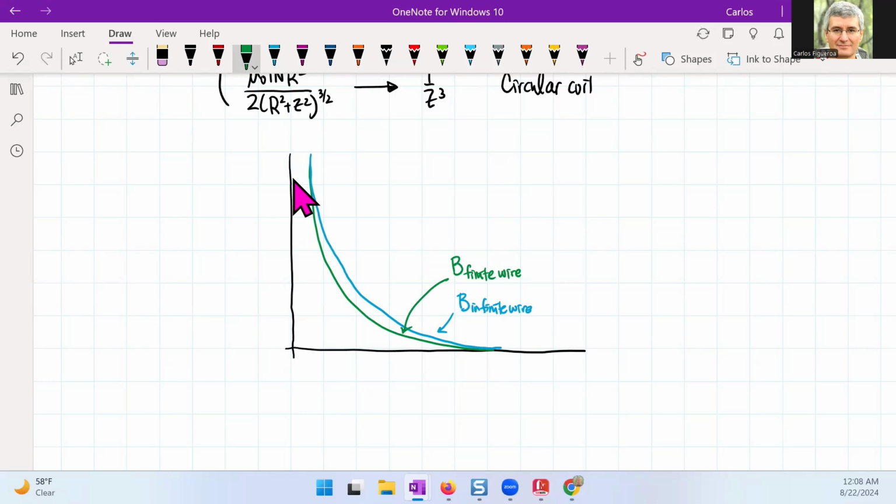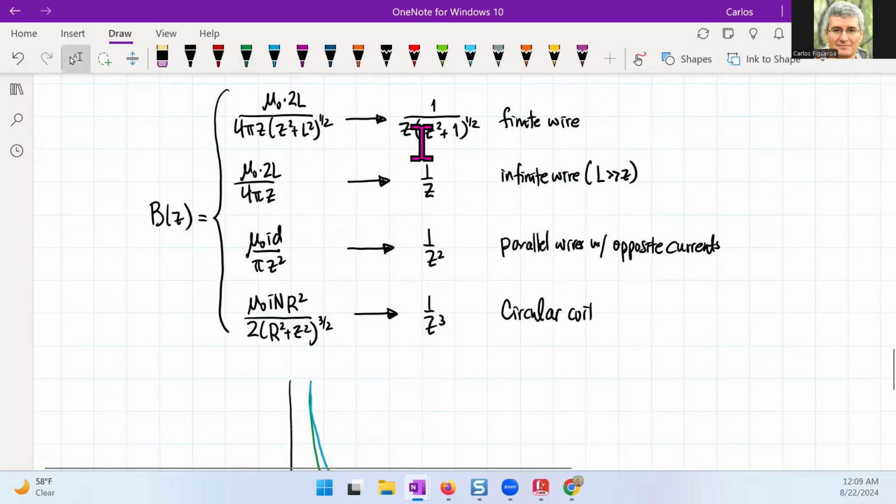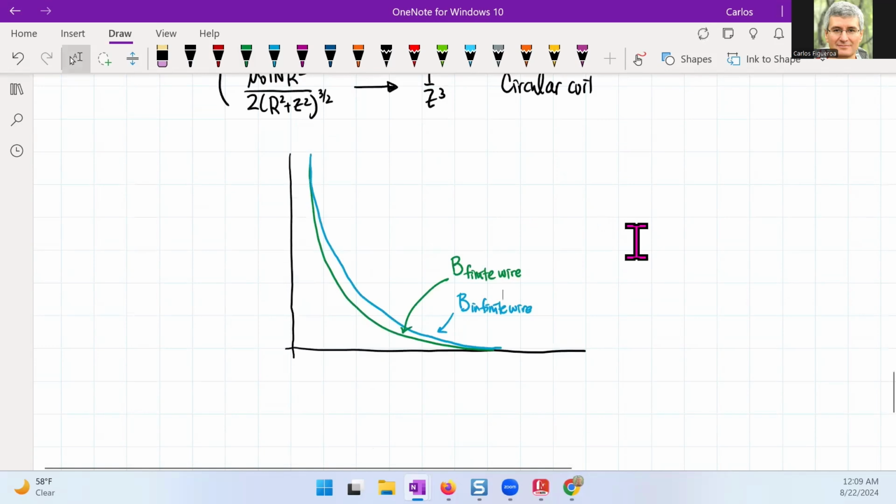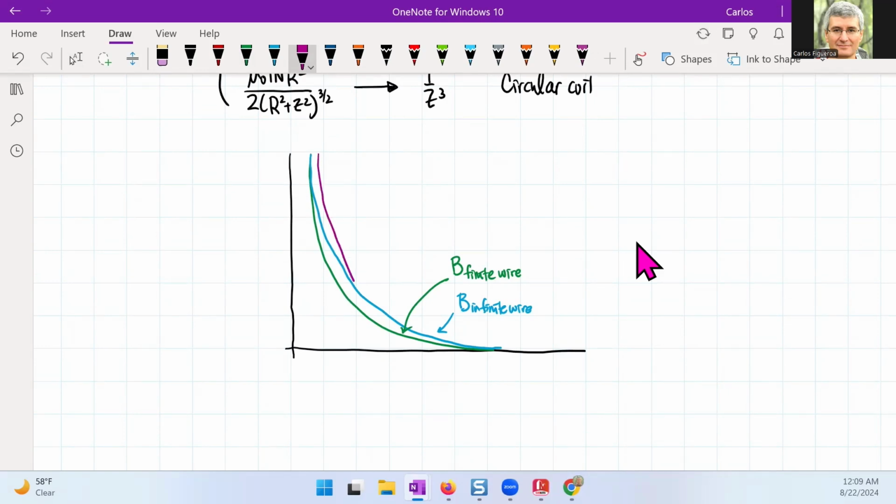What we're seeing here is that the field of two wires has to die off faster, right? Because that one is effectively going to go as 1 over Z squared, while this goes as 1 over Z. So this has to match up initially, or no, at the end with the finite wire. So when I draw the two wires here, it should go faster to infinity. So I'm assuming that this is going to be out like this, but then it should match up with the green wire at some point. And so this is the magnetic field of two wires with opposite currents.